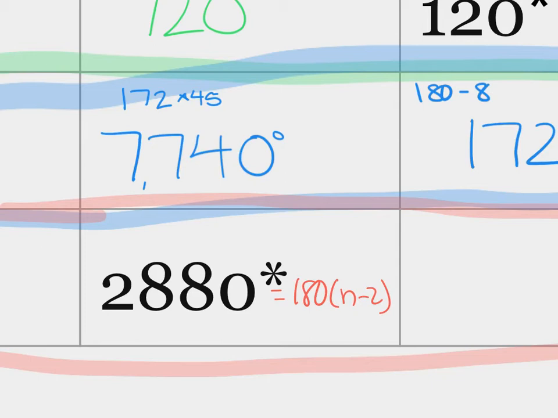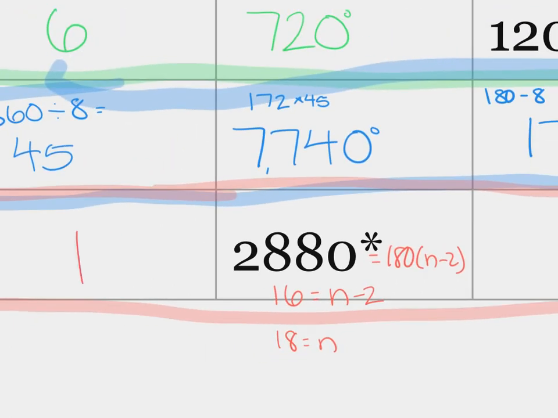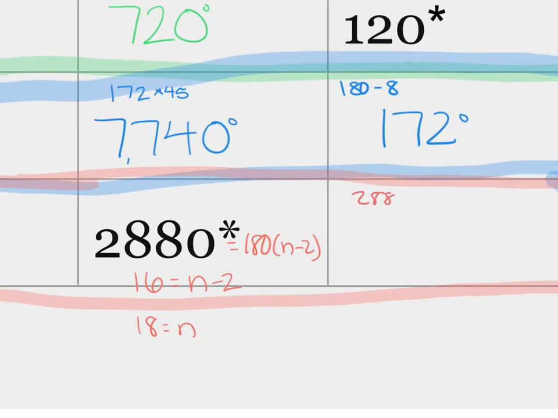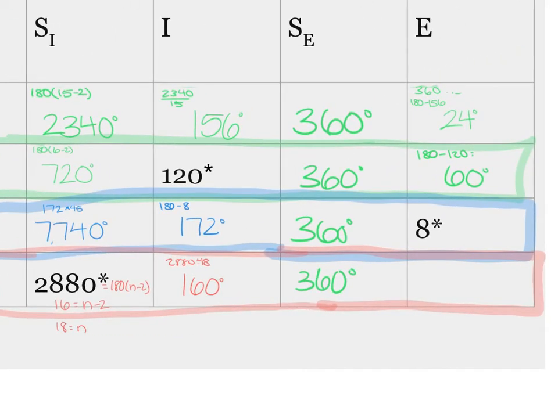So 2,880 divided by 180 is 16. So 16 equals n minus 2 when I add 2 more on. 18 equals n. Once I know the number of sides, it's really easy to solve for my interior angle by taking the sum, 2,880, and dividing by the number of sides, 18. And I get 160 degrees apiece. To find the exterior, I can either subtract, do 180 minus 160 and get 20 degrees, or I can do 360 divided by 18.